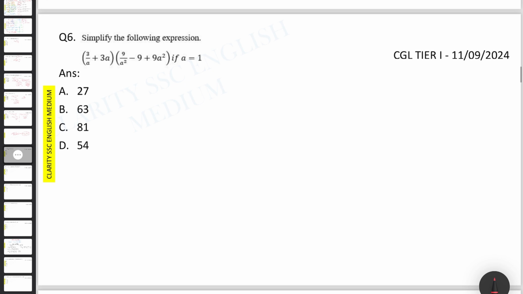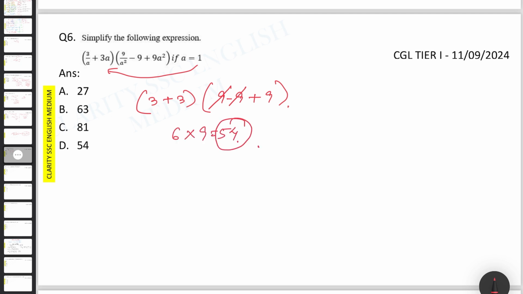Question number 6. 3 by a plus 3a, a by 9 by a square minus 9 plus 9a square is equal to 1. Obviously, this is a very easy question. Put 1 here, put a equal to 1. Obviously, 3 plus 3. I think no formula will apply here. See this. 6 into 9, 54. Easiest question ever. 54. Just put a equal to 1.